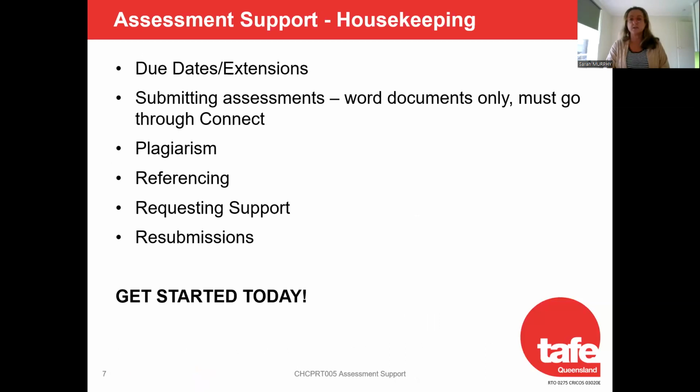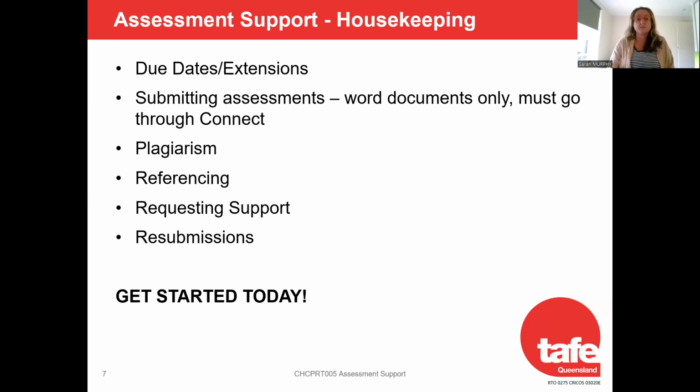Okay, so some housekeeping. Follow your due dates. Hopefully assessment task 1 is already in, and assessment task 2 is due soonish. So follow the due dates. Extensions really are not given. They've got to align with the TAFE rules, and they're only granted in exceptional circumstances. So please don't rely on these to give late assessments, because they are based on merit and they have to align with the TAFE Queensland rules.